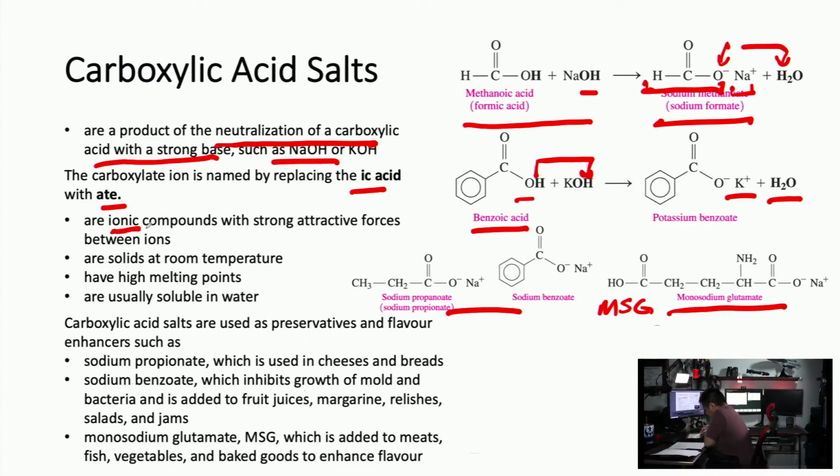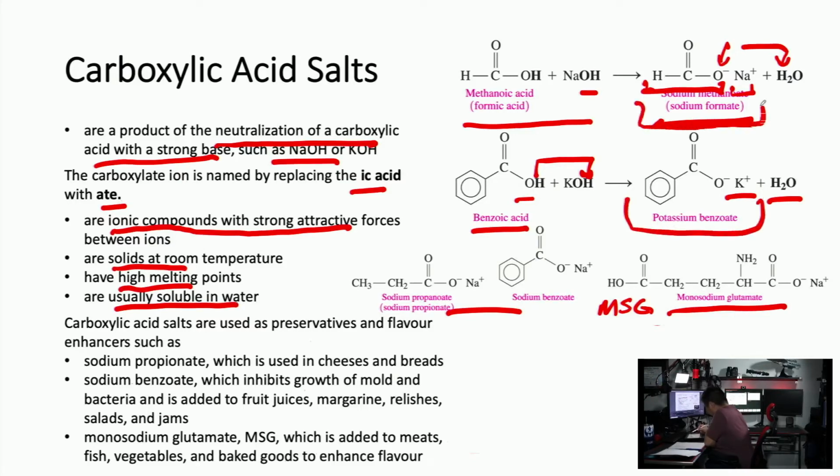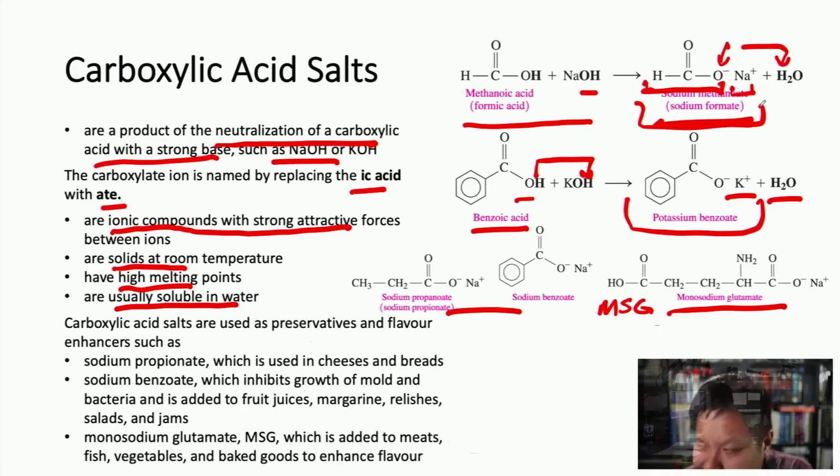Like I already said, ionic compounds get formed with strong attractive forces. These guys are all solid at room temperature. They have very high melting points, and they're usually soluble in water. Why? Because these ionic compounds are ionic, right? And they are very soluble in water because water is polar, and they are polar by definition because they're ionic.